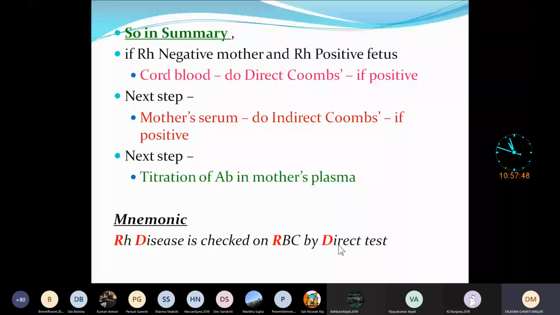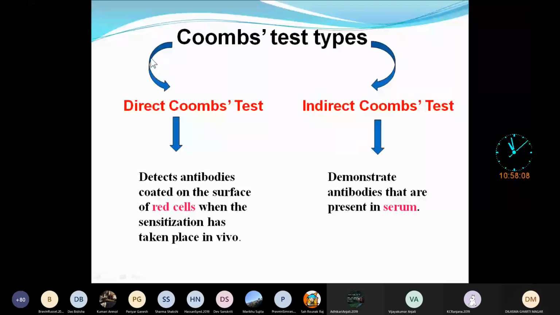So in babies, where is the antibody coated? You have to tell, on the surface of the RBC the antibodies are coated. Now in case of the mothers, the antibodies are there in the serum or in the plasma. This I already told you, the direct Coombs test detects antibodies coated on the surface of the red cells, when it is sensitized and taken place in vivo. And in the indirect Coombs test, we want to demonstrate the antibodies present in the serum.